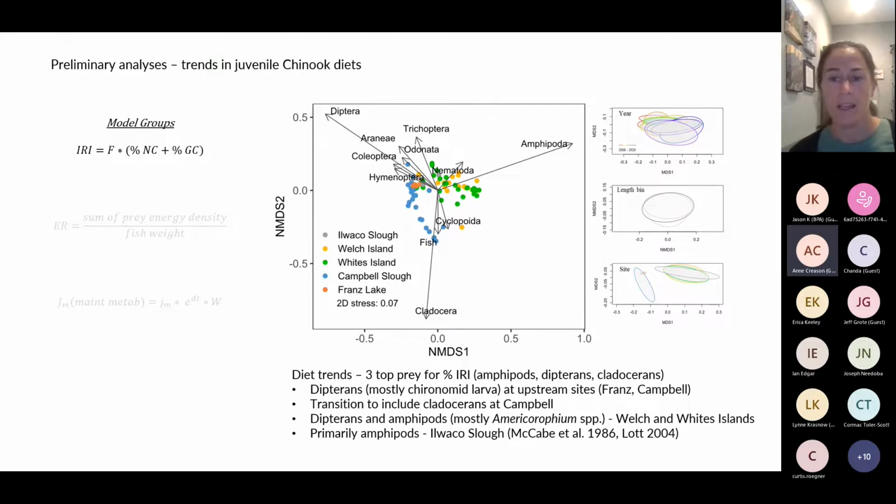And then by site, these ordination ellipse circles are just reflecting what the NMDS plot shows for sites. And you can see that Campbell's Slough and Franz, the diets really do differ, which we knew, that Campbell's Slough had a lot more cladocerans and Franz have a lot more dipterans and wetland insects.